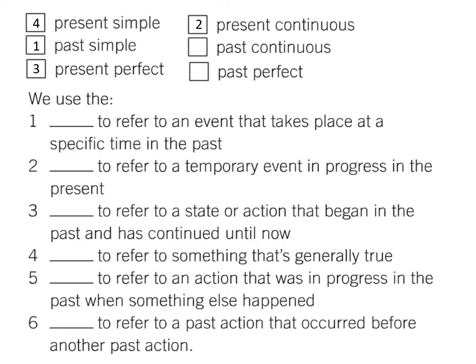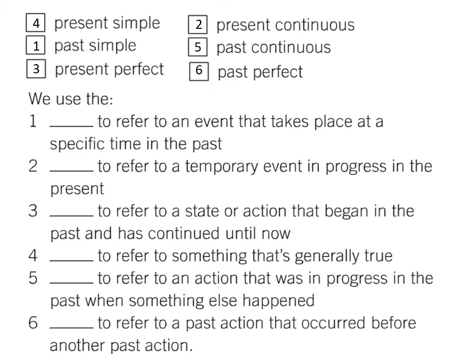Now, about the present simple, we use it to refer to something that is generally true. We'll normally use it to state scientific or true facts. Whereas, on the other hand, we use the past continuous to refer to an action that was in progress in the past when something else happened. And finally, we use the past perfect to refer to a past action that occurred before another past action.